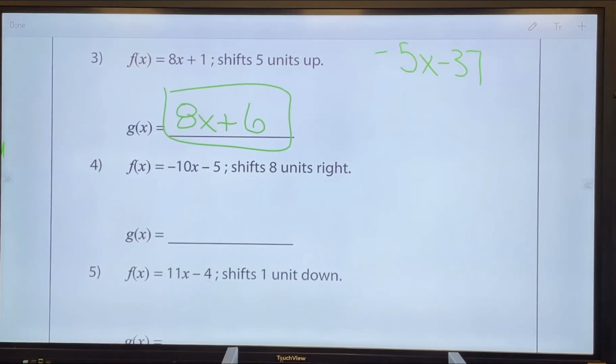Remember, the k value is on the outside. The x values are on the inside of the parentheses.